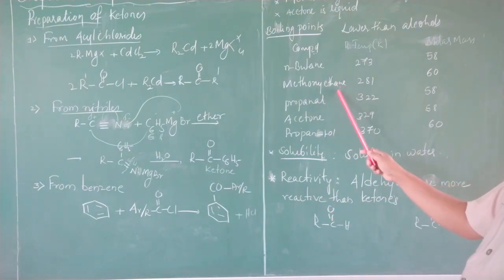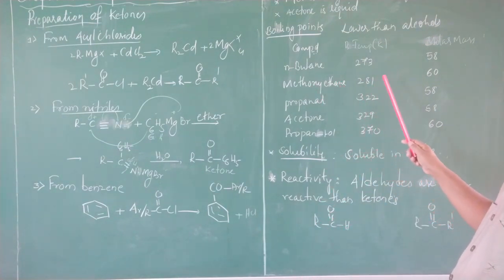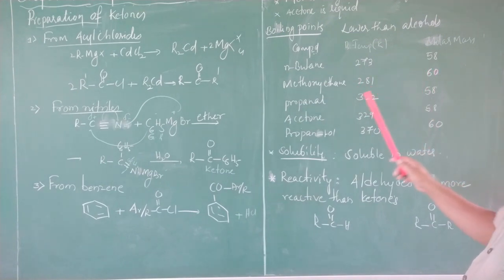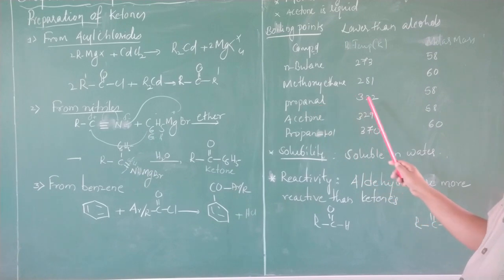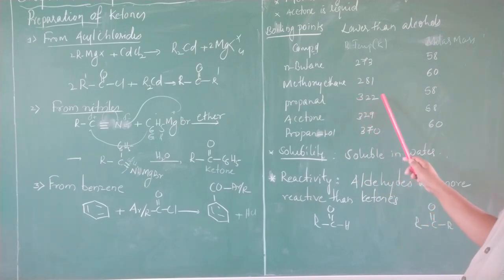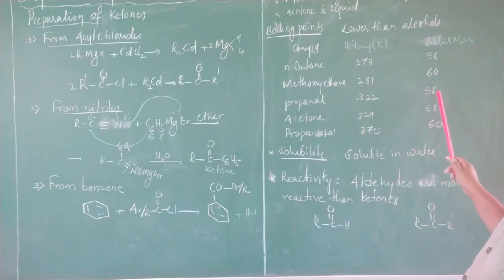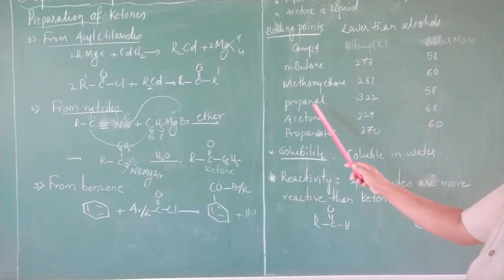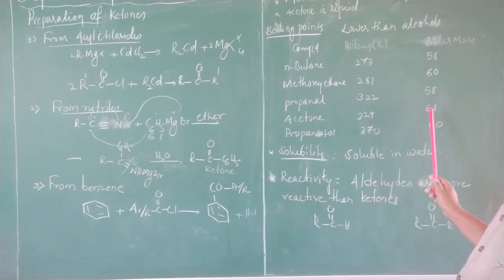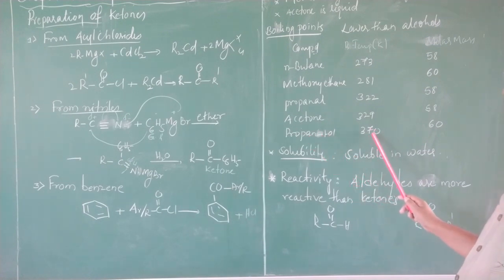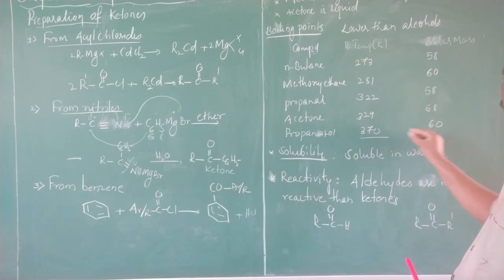Methoxyethane has a boiling temperature of 281, and its molar mass is 60. Propanal has a boiling point of 322, and its molar mass is 58. Acetone is 329, molar mass 58. Propan-1-ol is 370, and its molar mass is 60.